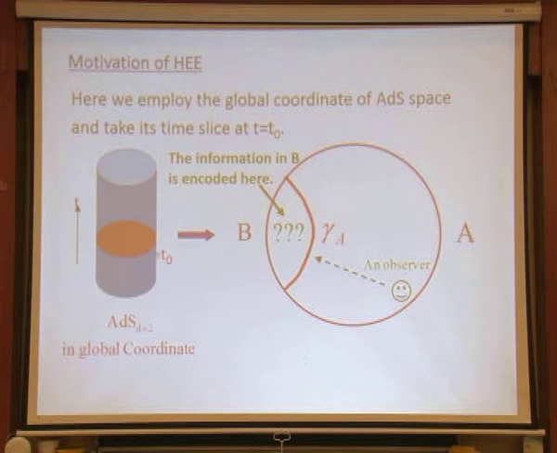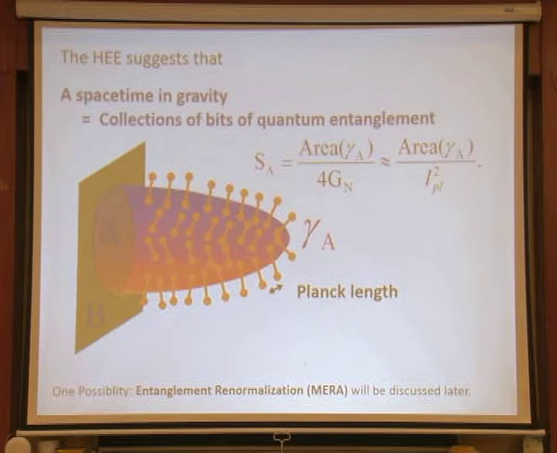At this intuitive level, this holographic entanglement entropy suggests that spacetime, I mean, in gravitational theory, is somehow a collection of small bits of quantum entanglement. The reason is as follows. We have some region A and region B, and we compute the entanglement entropy between A and B. We claim that this is related to the area of this minimal surface. In four dimensions, for example, the Newton constant is just a Planck length squared, and we just count the area in units of this Planck length.